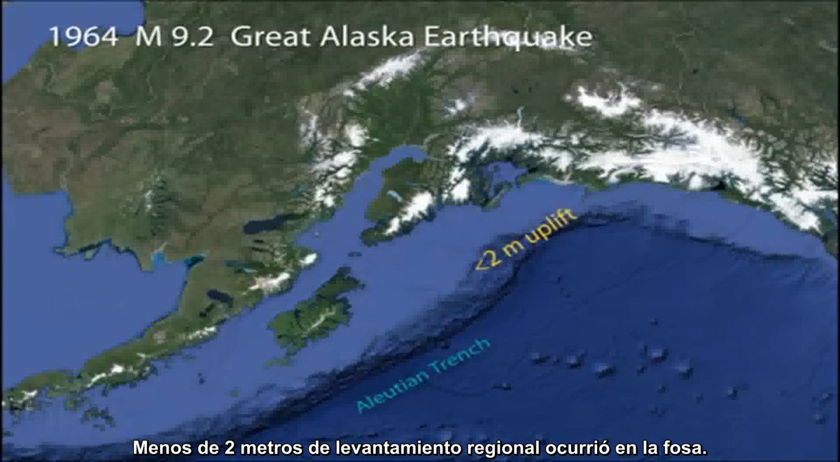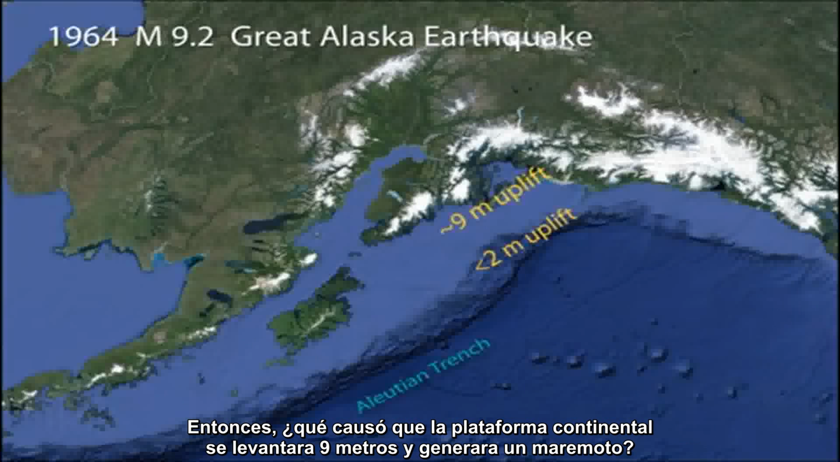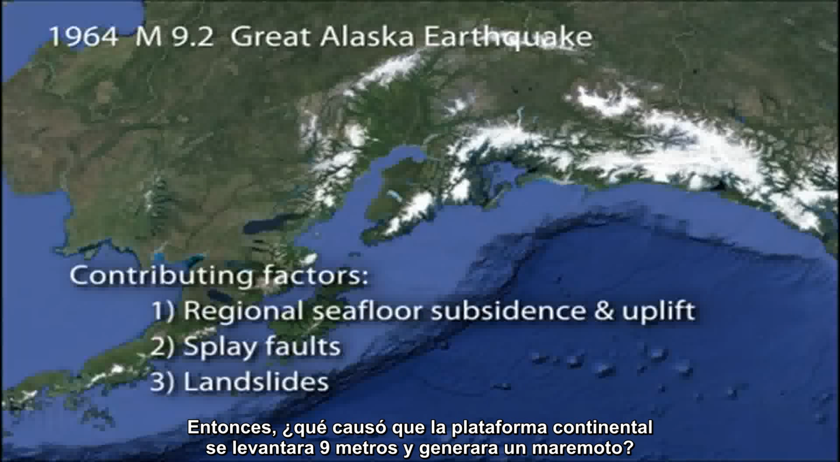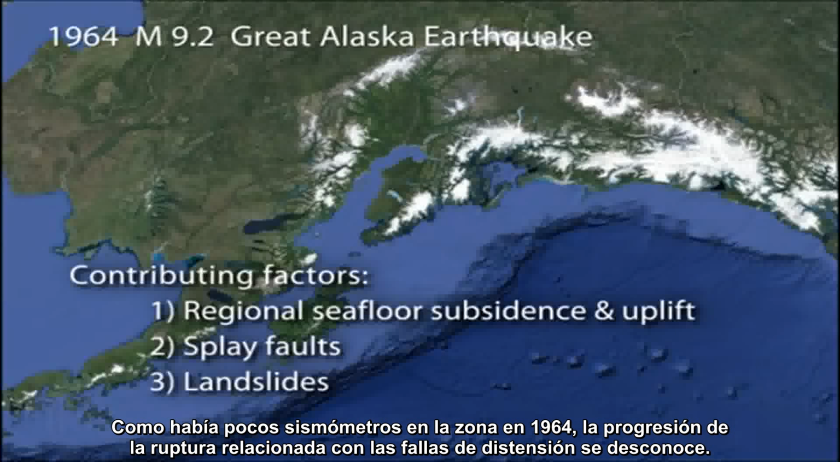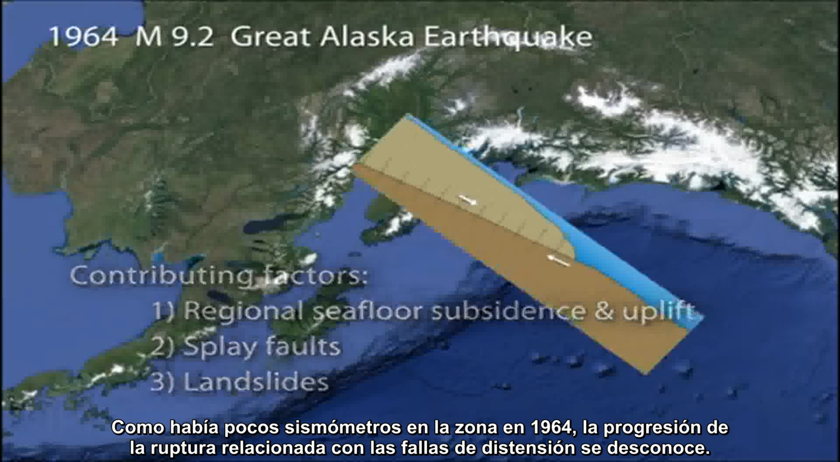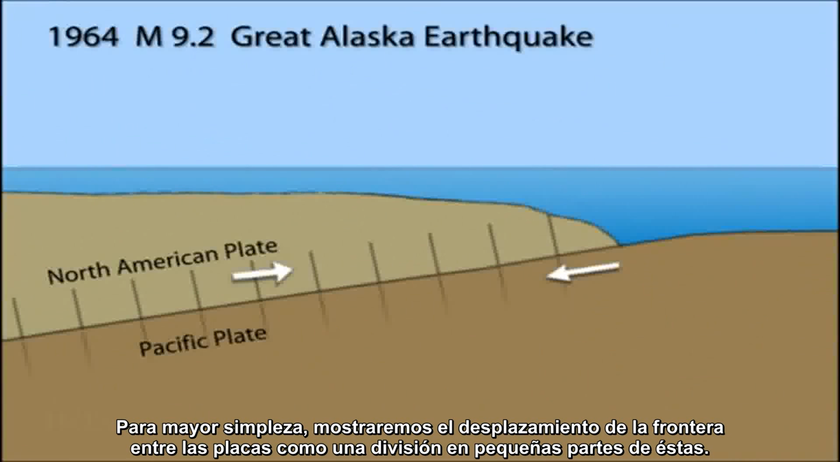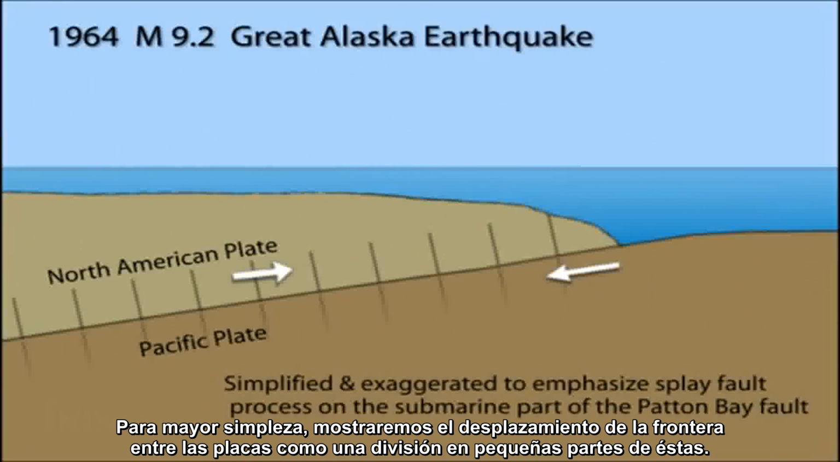Less than 2 meters of regional uplift occurred at the trench, so what caused the 9-meter uplift of the continental shelf and generated the tsunami? In this example, we will show that there were 3 contributing factors to the devastation that ensued. With few seismometers in the region in 1964, the progression of the rupture relative to the splay faults is unknown. For simplicity, we'll show plate boundary displacement branching into splay faults.